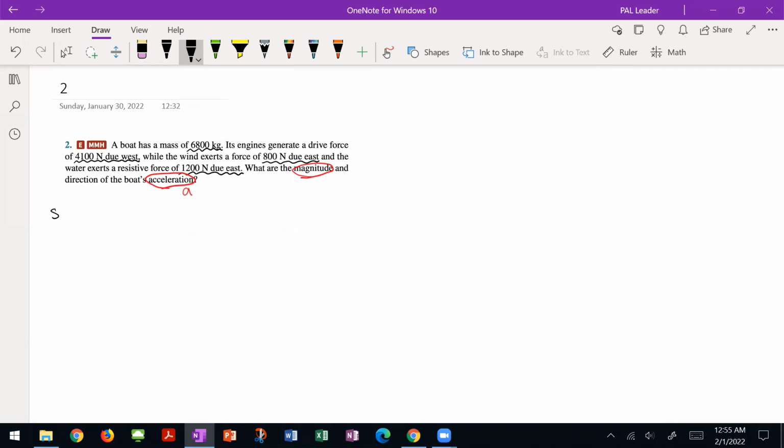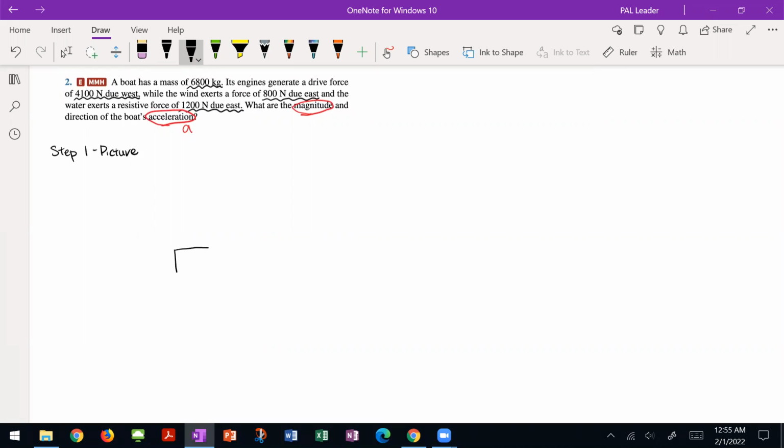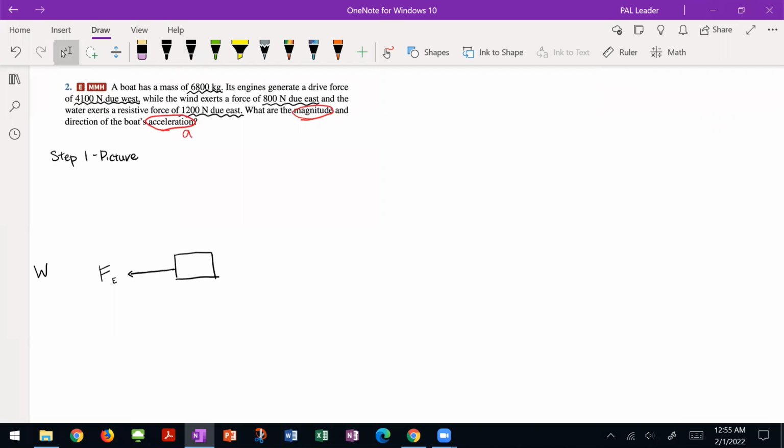So, step 1 is our picture. We have a boat. It's going to be a square. And it's going west. Which way is west? Never eat sour waffles. It's going this way, with a force which I'm going to call Fe, for engine. This is the force the engine is providing. And I'm going to start my step 2 right here too.